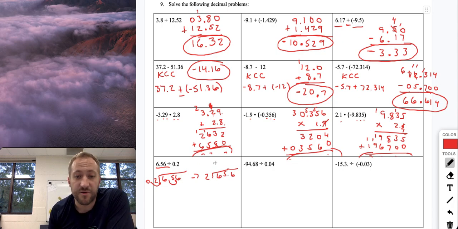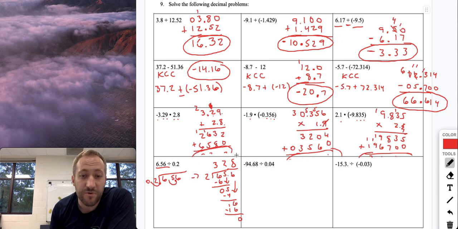2 into 6, that goes 3 times. 2 times 3 is 6. Subtract, I get 0. Bring down the 5. 2 into 5, that goes twice. 2 times 2 is 4. Subtract, bring down the next number, 6. 2 into 16, that goes 8. 2 times 8 is 16. Subtract and get 0. Oh, great. No remainder. I'll bring up the decimal from where I moved it. So now I have 32.8.